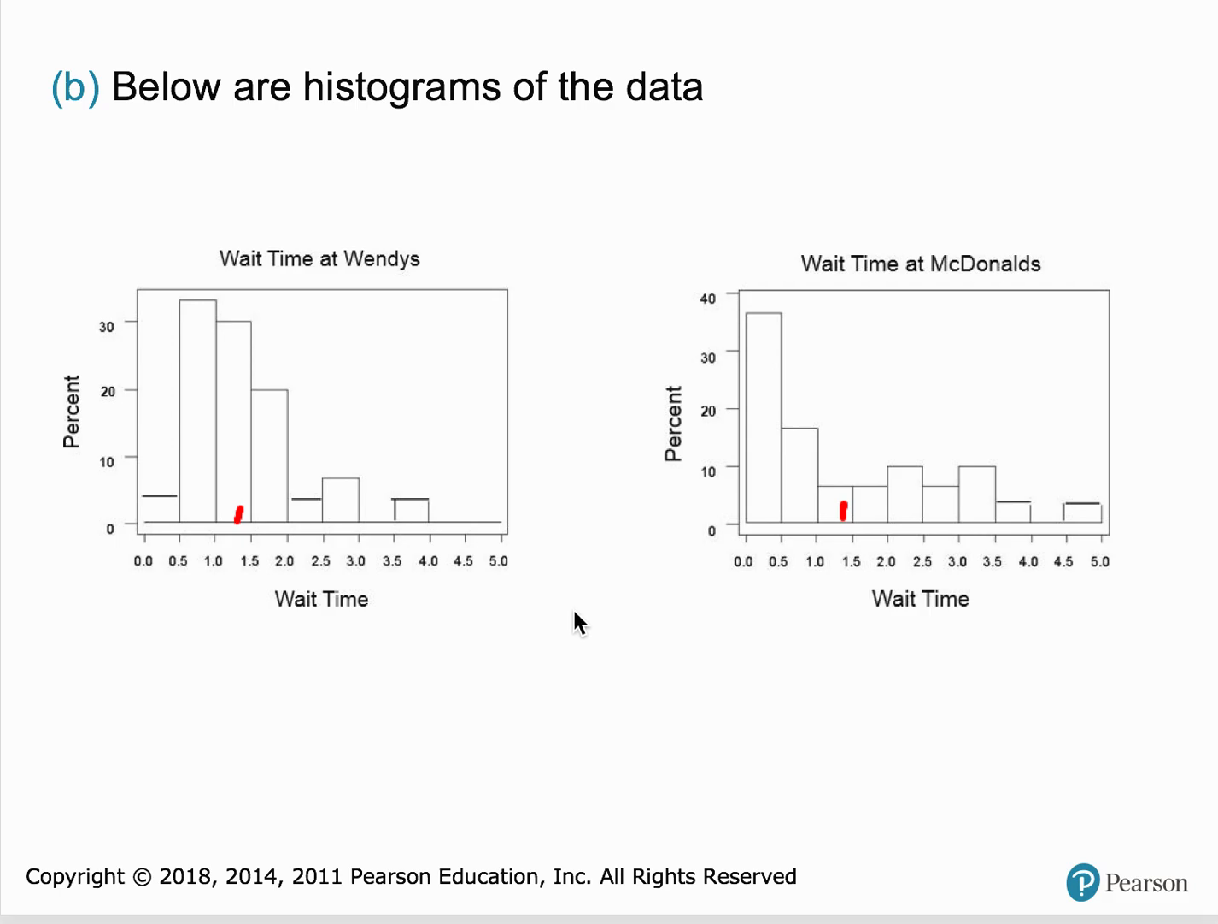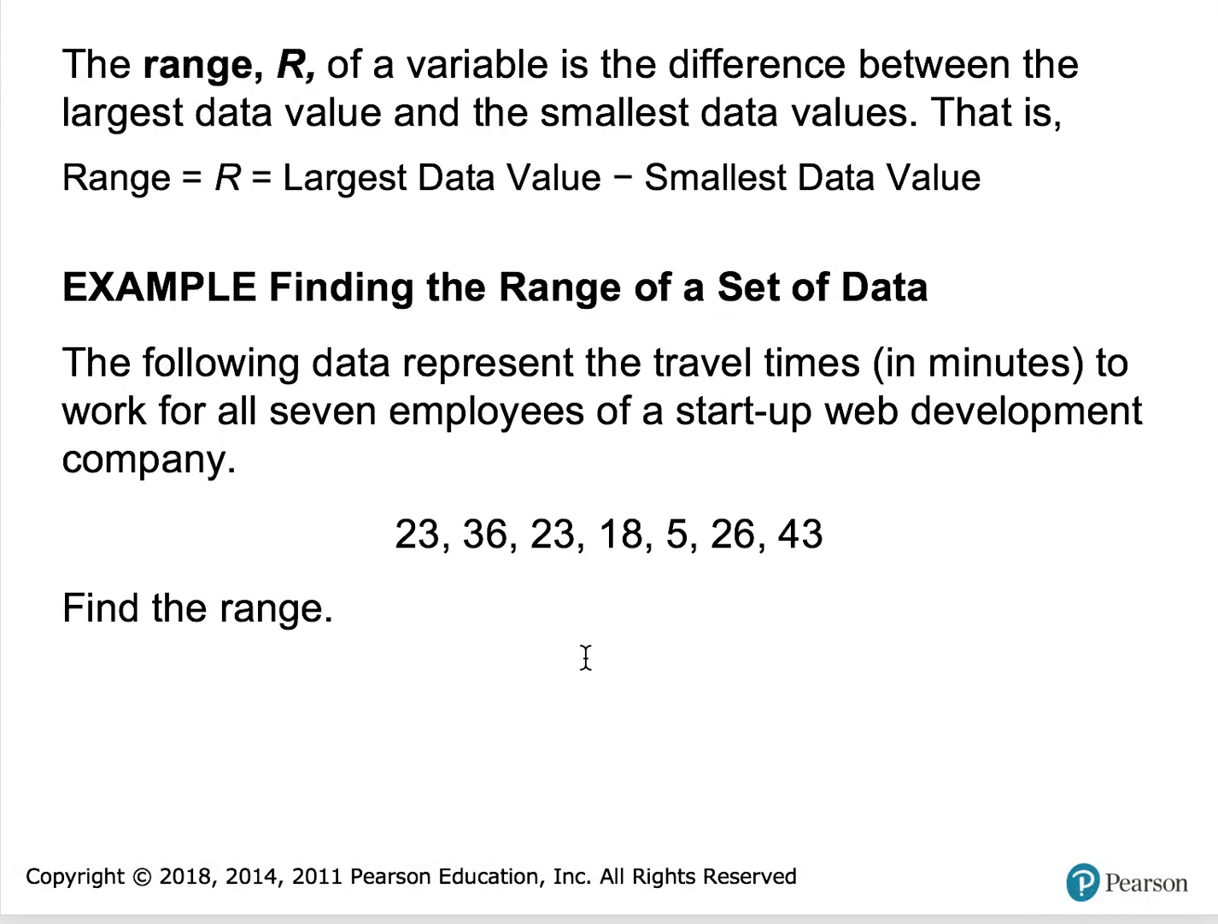There are three numerical measures for describing dispersion, or the spread of the data, that we're going to discuss: the range, the standard deviation, and the variance. The simplest measure of dispersion is the range. The range, which we'll call cap R, of a variable is simply the difference between the largest data value, the maximum, and the smallest data value, the minimum. That is, to find the range, we just take the maximum minus the minimum.